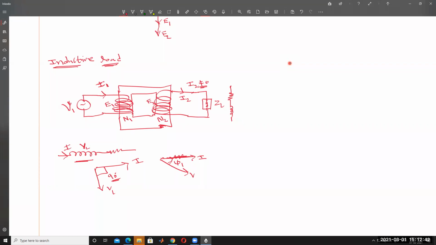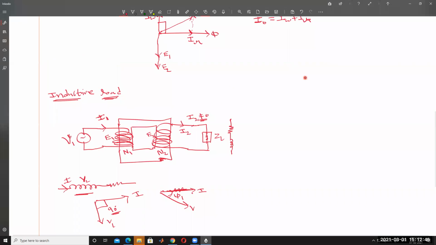Now the phasor diagram for this transformer, the no load phasor diagram. This is phi, and this is I mu, the magnetizing current. You know well, this is V1, the supply voltage V1, exactly 90 degrees. And this is E1, and E2. These both are E1 and E2.